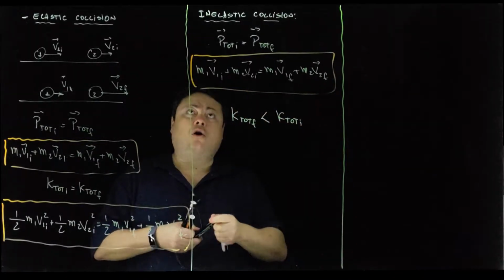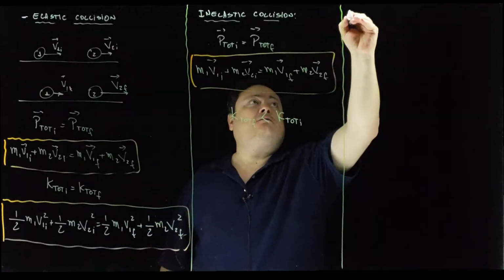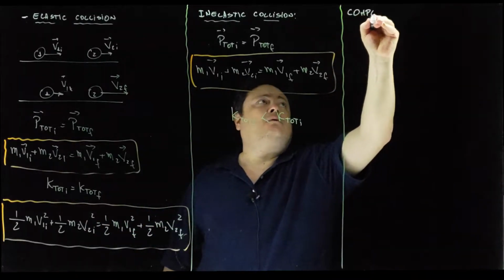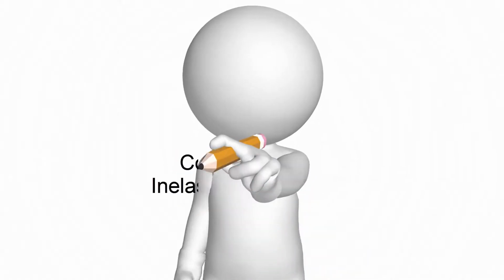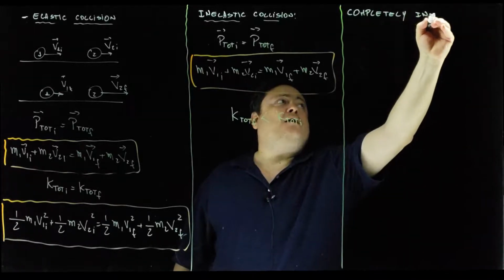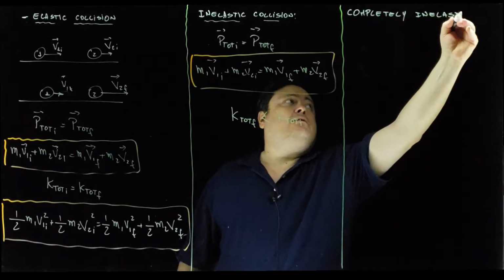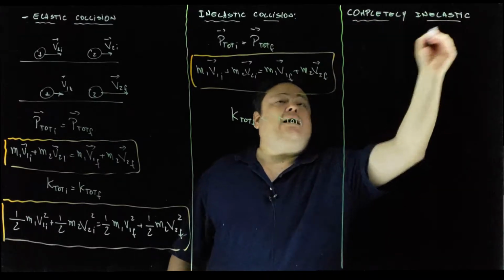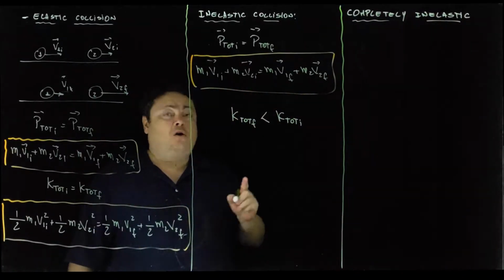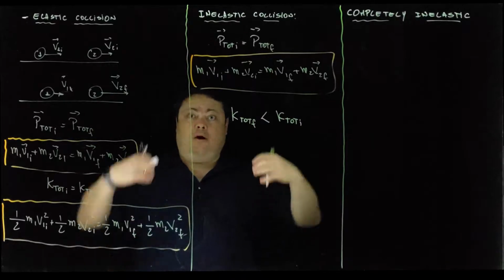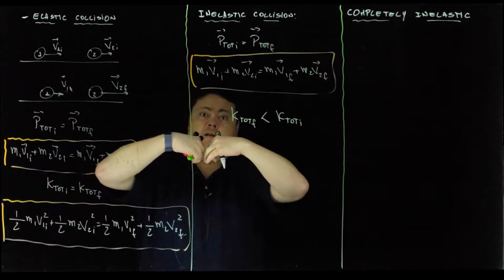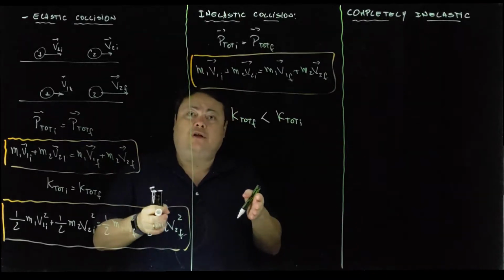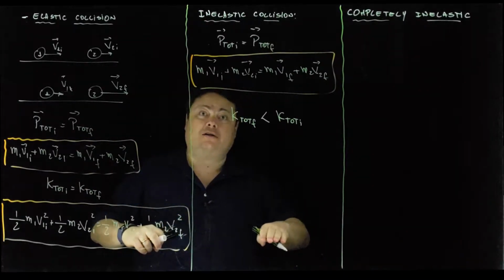There is a very important particular type of inelastic collision, which we call completely inelastic. And I hope I'm spelling completely right. I'm not sure. But the completely inelastic collision. In a completely inelastic collision, the objects crash, deform, and they don't return. They stay stuck. The energy that went into deforming the objects is completely lost.